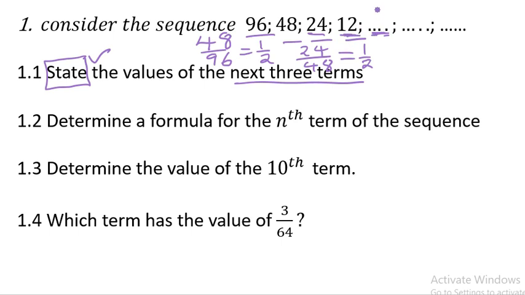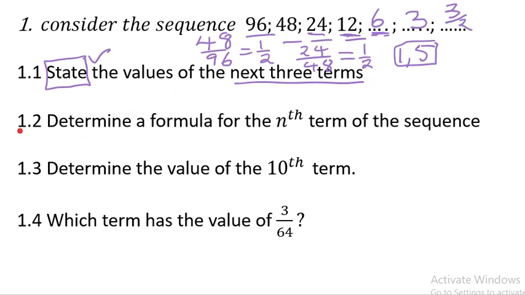So it's obvious that we need 6, so we write 6. Half of 6 is 3. And half of 3 is 1.5. How do we write 1.5 as a fraction? That will be 3 over 2. So we are done answering 1.1. The next three terms are 6, 3, 3 over 2. Let us answer the next question.